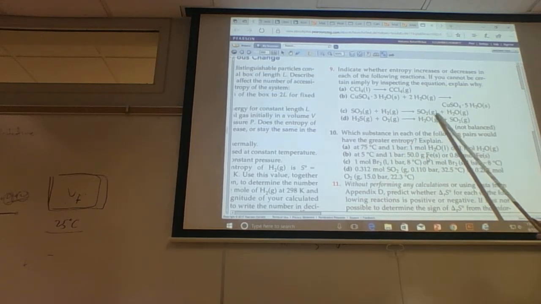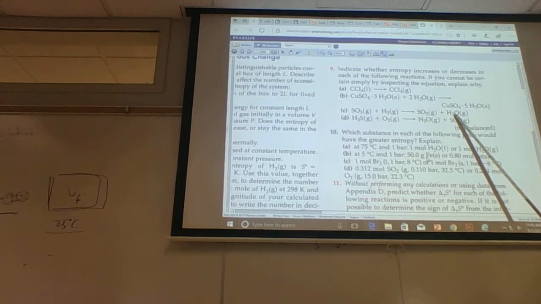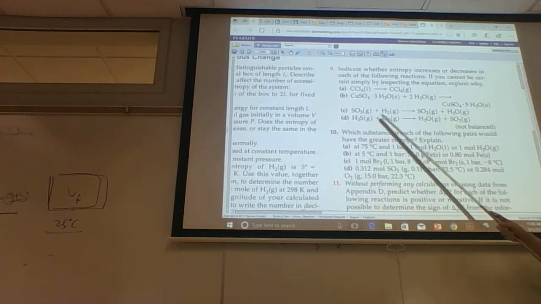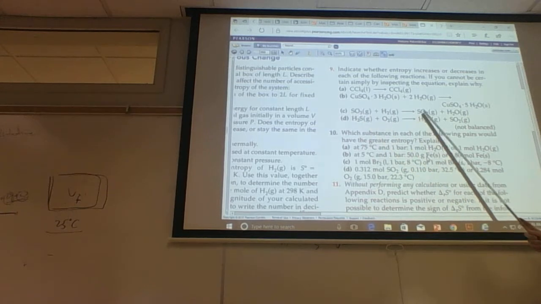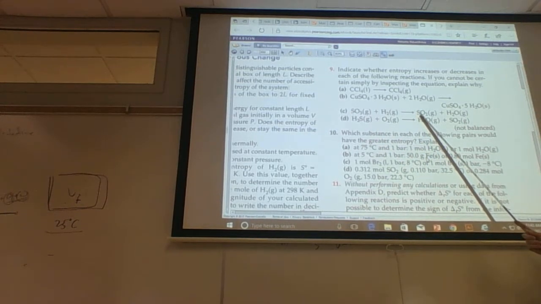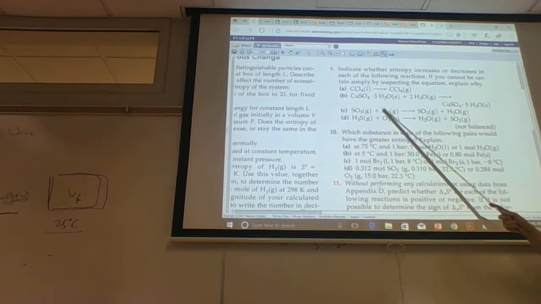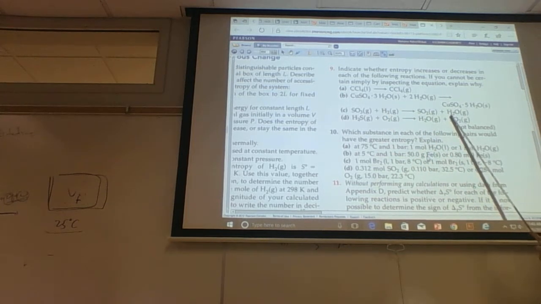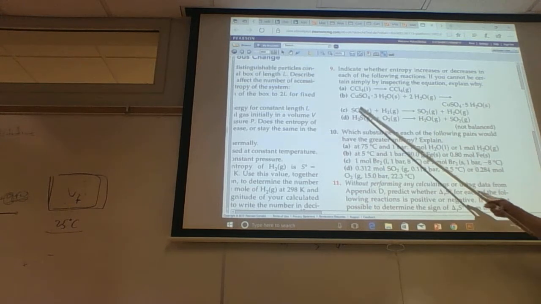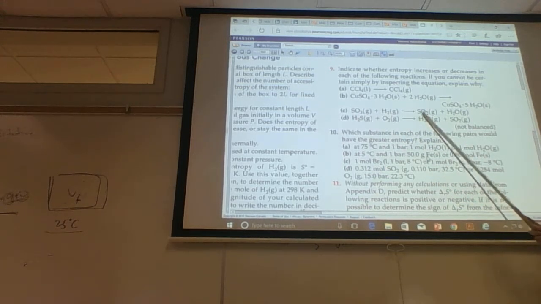What's a reducer over here? Are there any powerful reducers here? When we look at the oxidation states here, sulfur trioxide is my oxidizer because sulfur is going from +6 to +4. And then hydrogen is my reducer. Now, when I go over here, if sulfur trioxide is my oxidizer, sulfur dioxide must be the conjugate reducer. So this is my reducer.